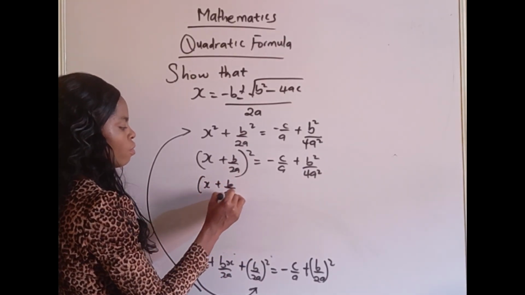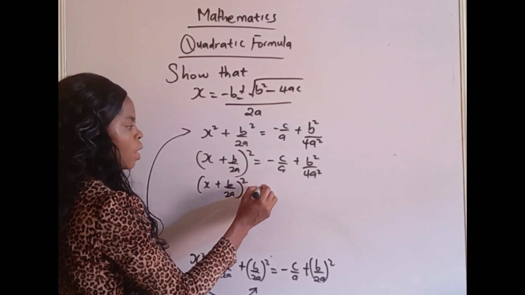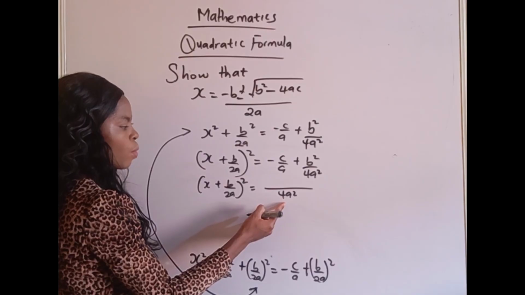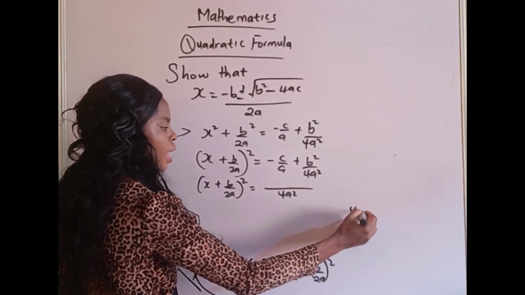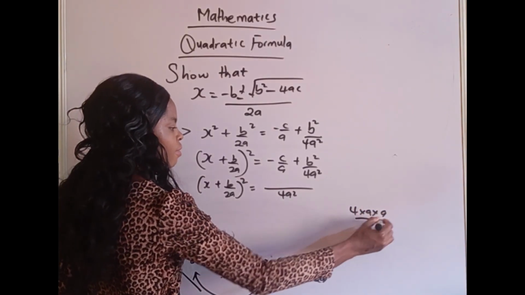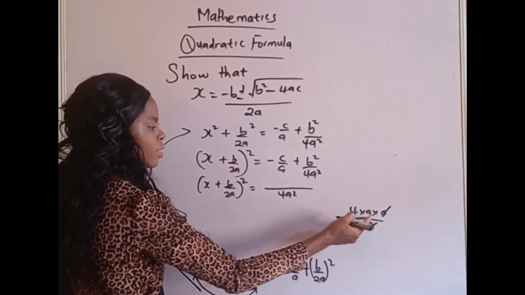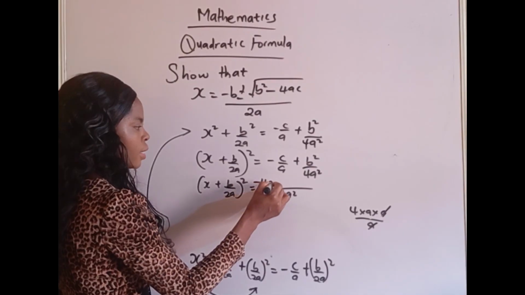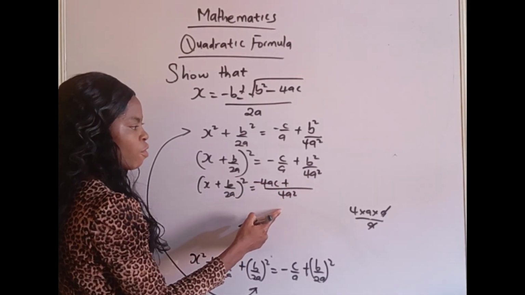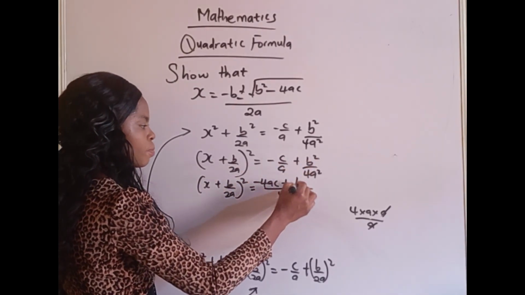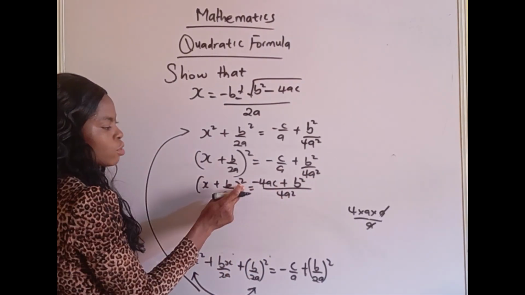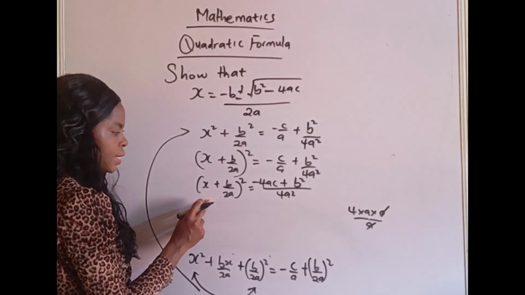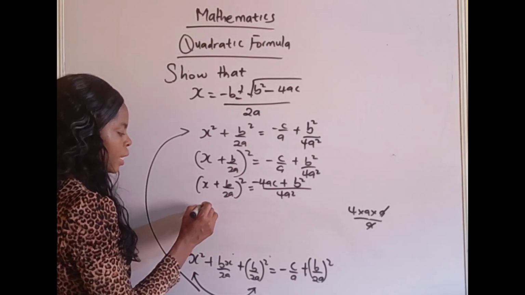x plus b all over 2a all squared equals, what's the LCM of this? This is 4a squared. a in 4a squared will give us 4a. That is a times a divided by a. This will cancel out. 4 times a, 4a. 4a times minus c gives us minus 4ac plus 4a square in 4a square, 1 times this b square. Now let's take square root of both sides so that we can have our x. Remember, what we are looking for is what? It is x. So we are going to take square root of both sides now.